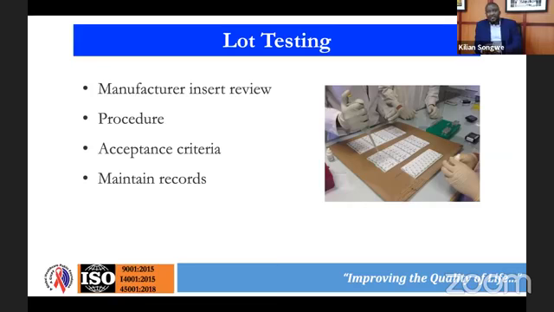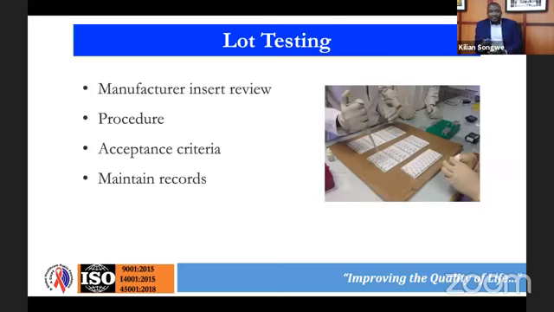However, one of the most important things to note is that you have to look at the manufacturer's insert. The manufacturer's insert tells you exactly what you need to look at, what the manufacturer set as the limits, so that when you're doing what we call lot testing, you are doing it within the manufacturer's set criteria.